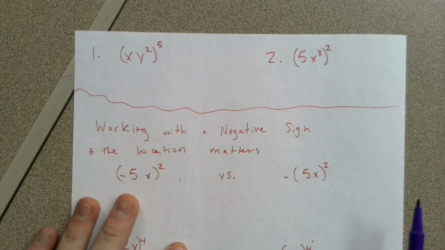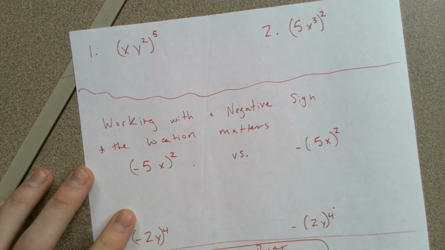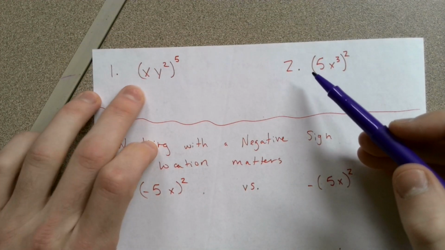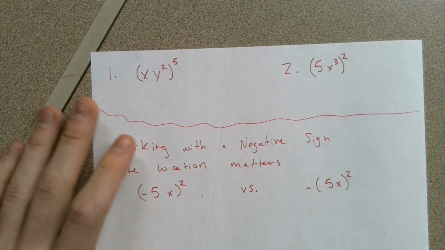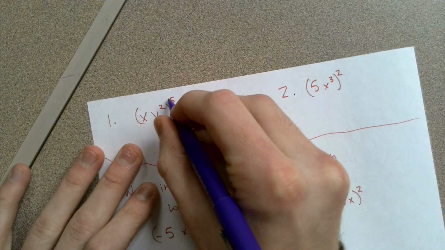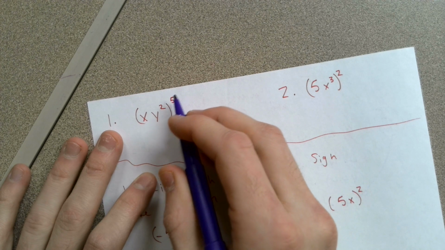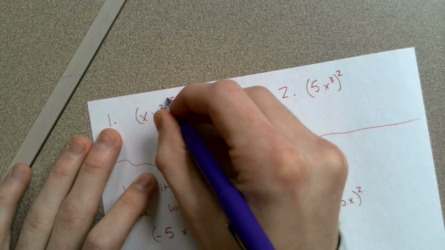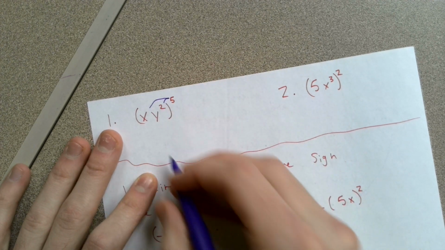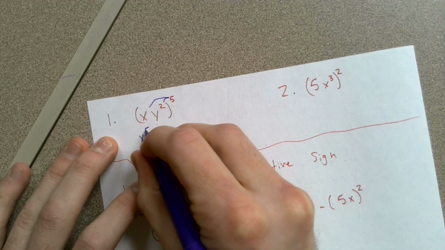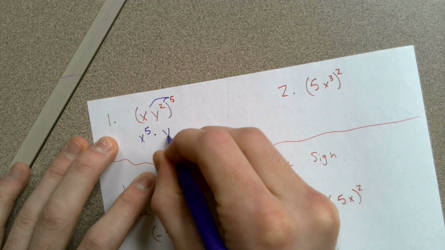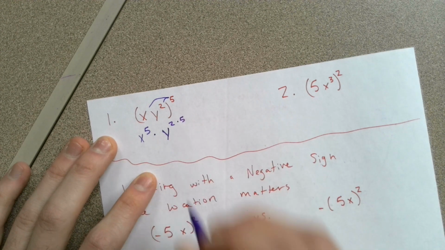And I'll show you why that is helpful right here. Sometimes you will have things that look like this. So here's what's going to happen. We have x times y to the second power, all to the 5th power. We're going to pop this 5 onto the back of both of these. This is going to become x to the 5th times y to the 2nd times the 5th power.